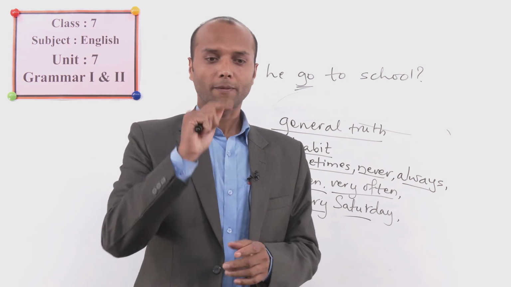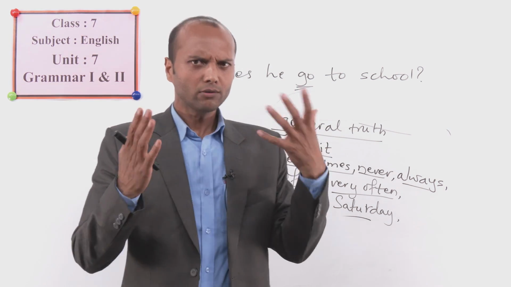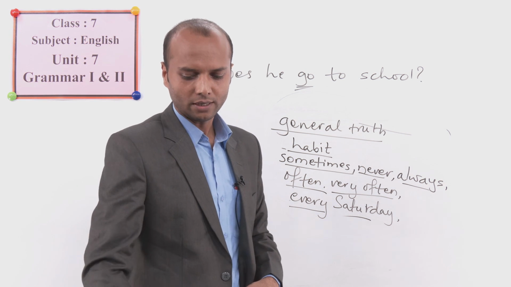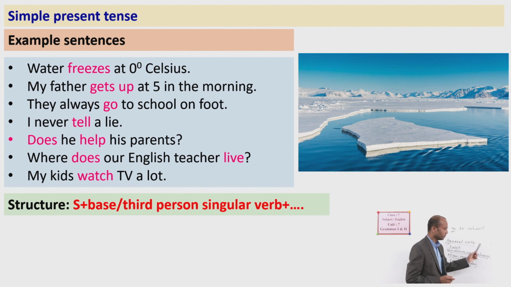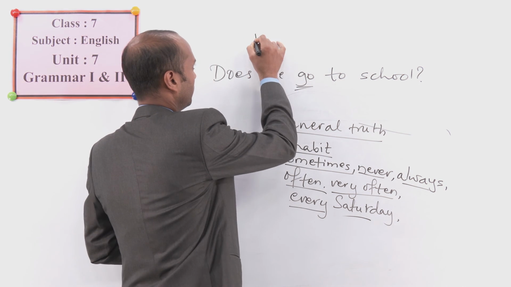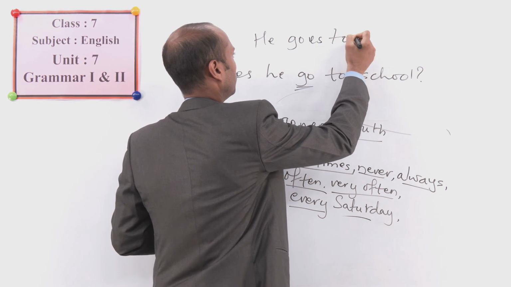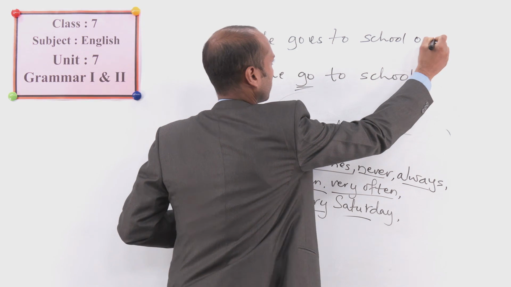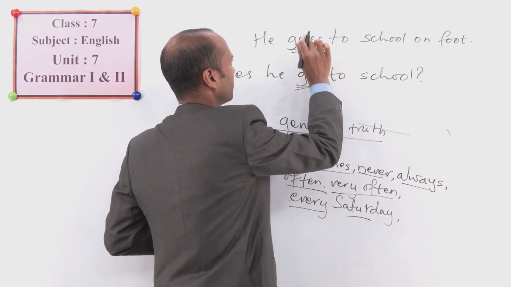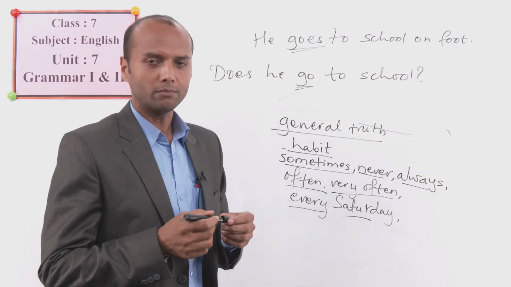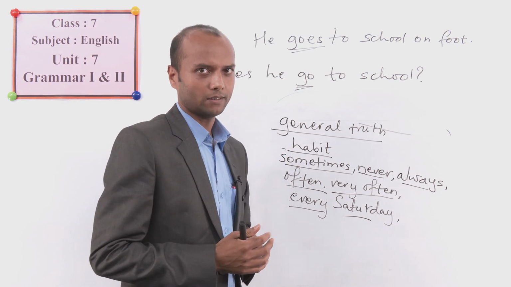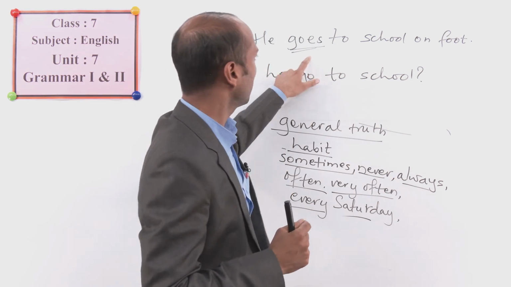Is that clear? Okay. Now also, can you guess what is the structure then? Okay, your guesses are correct. Subject plus base form of the verb or third person singular verb form that I have just written there. So this is the base form. If, for example, you write he goes to school on foot, so this verb is called third person singular form of the verb, and this is base form. A verb with s or es is third person singular form.